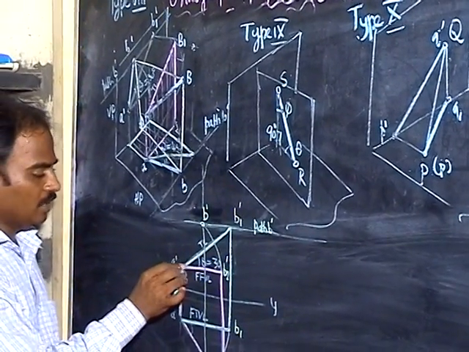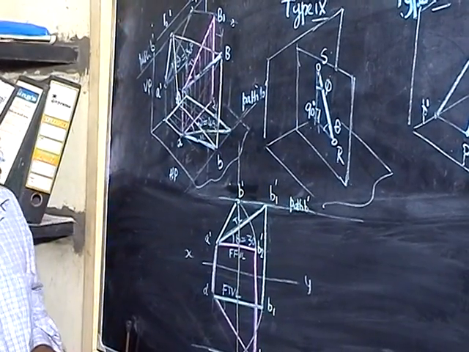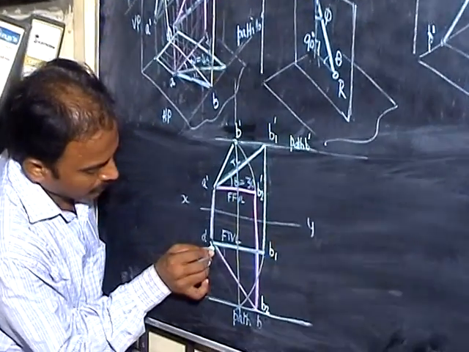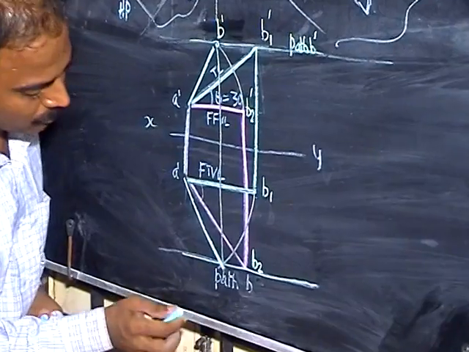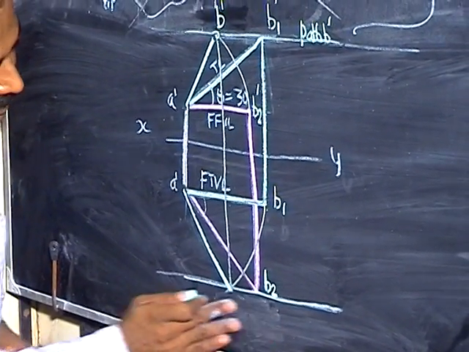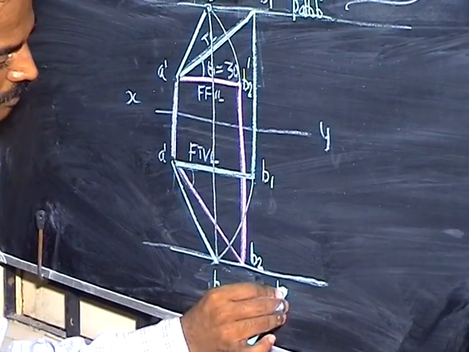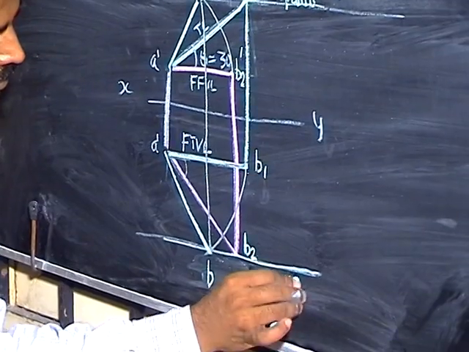So when you join these two, you will get the final answer front view. You join these two, you will get the final answer top view. So this final answer is B. AB is top view. This is path B.